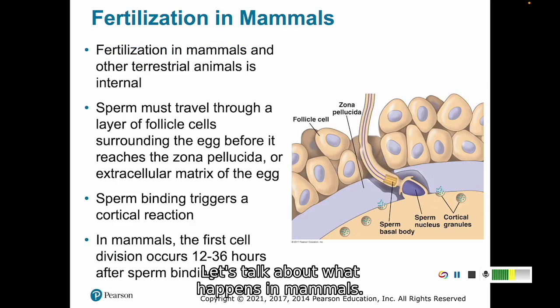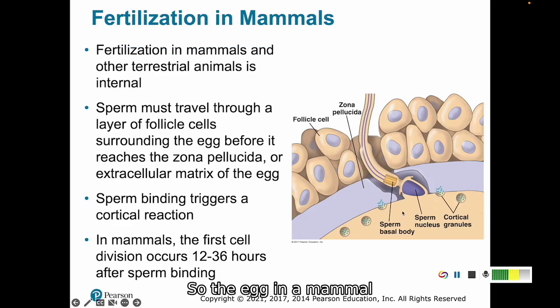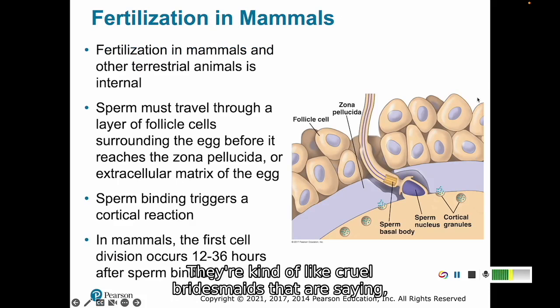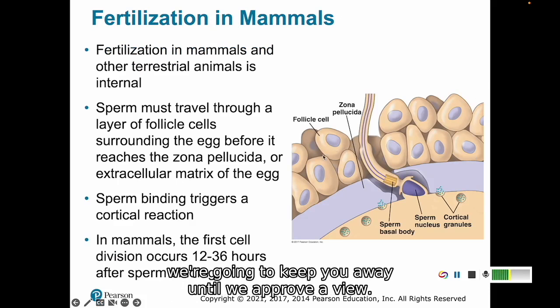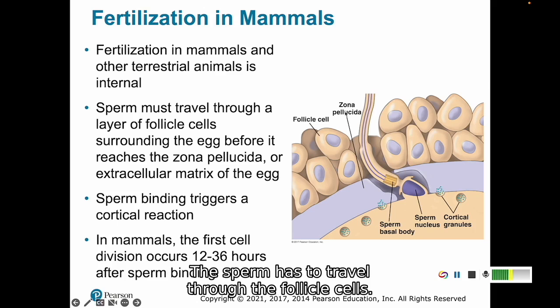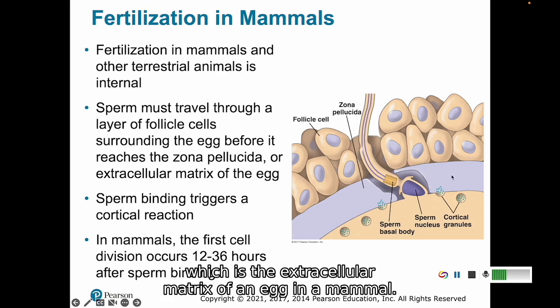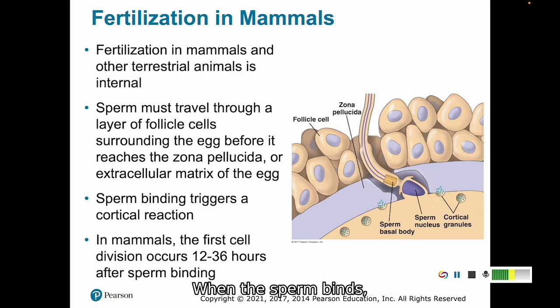In mammals, let's talk about what happens in mammals. The egg in a mammal is surrounded by these follicle cells. They're kind of like her little bridesmaids that are saying, we're going to keep you away until we approve of you. The sperm has to travel through the follicle cells, and then it reaches the zona pellucida, which is the extracellular matrix of an egg in a mammal. When the sperm binds, it triggers a cortical reaction similar to what we just saw.